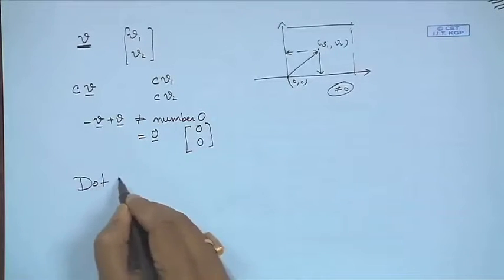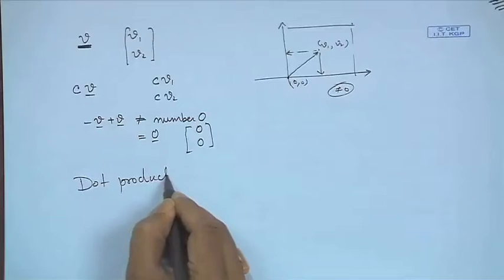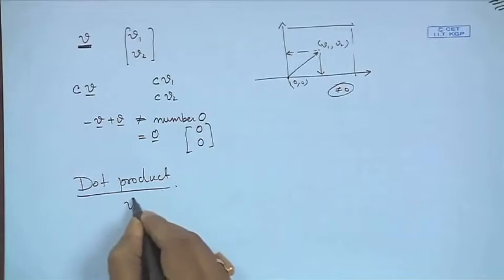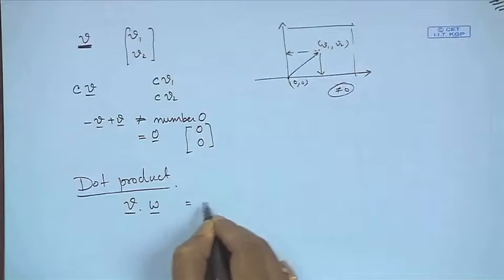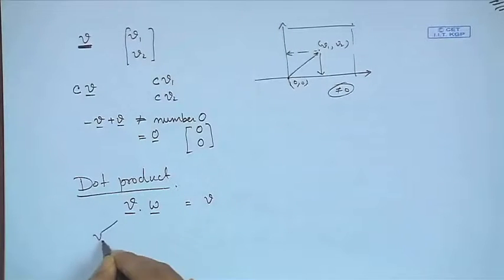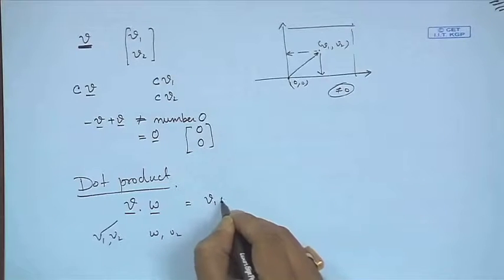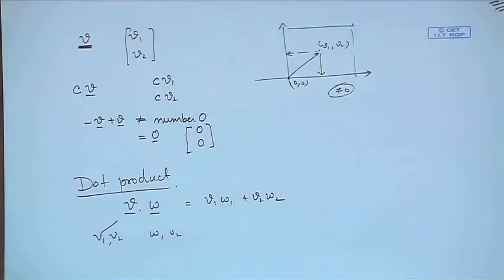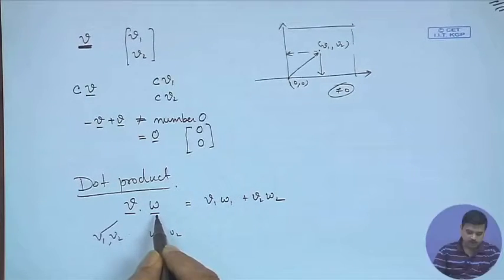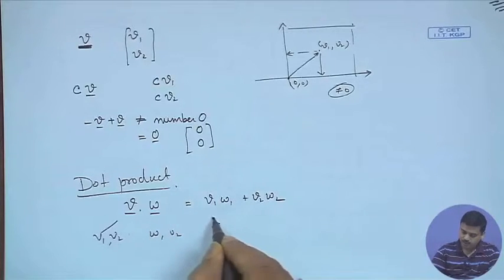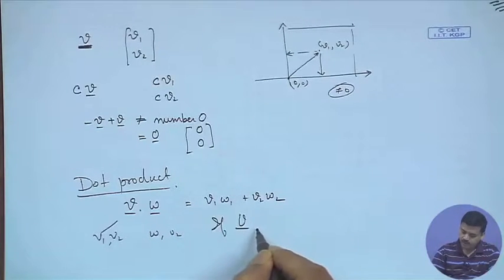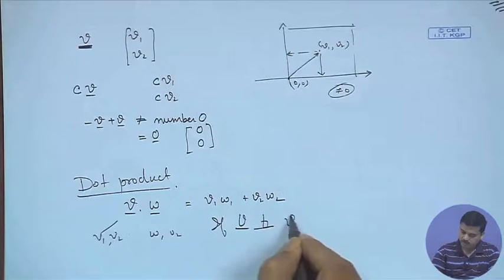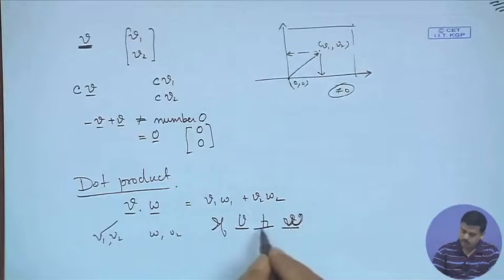If we take the dot product of v with w, where v has v1, v2 as the two elements and w has w1, w2 as the two elements, it is v1 w1 plus v2 w2. That is what you get. And if v is orthogonal to w, you're going to get a particular answer.